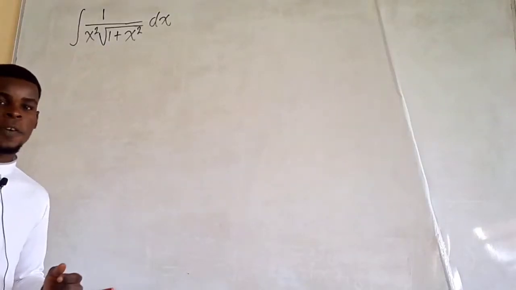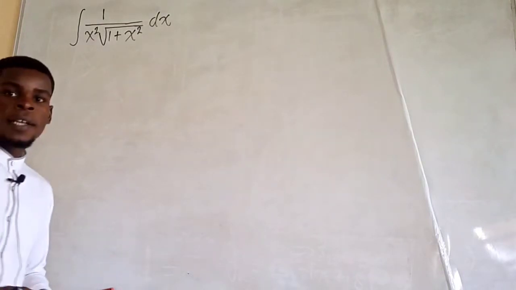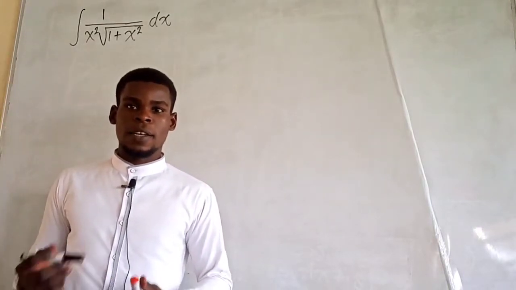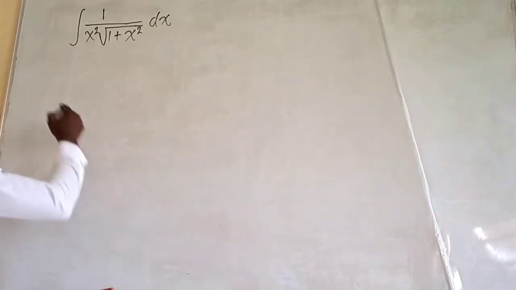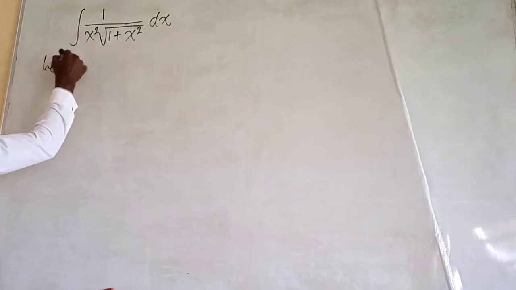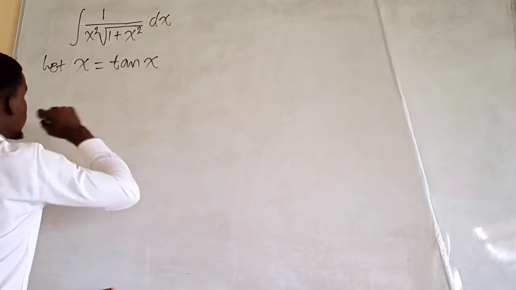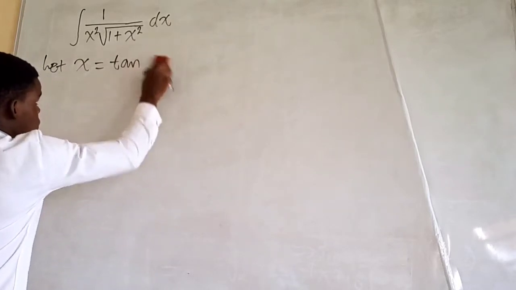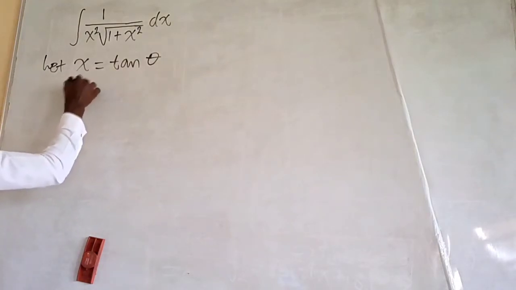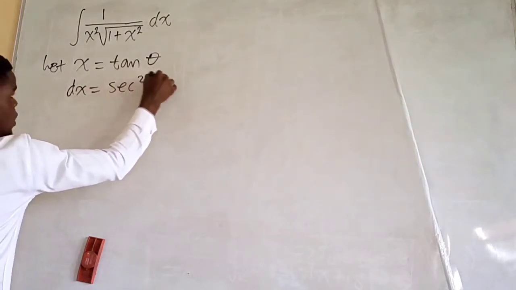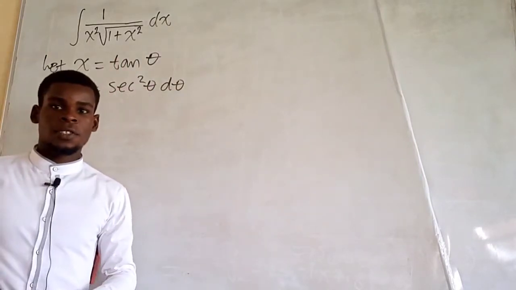Now here we want to integrate 1 over x squared times the square root of 1 plus x squared. The idea here is to make a trigonometric substitution, and I'm going to go ahead and substitute that. I will start by saying let x be equal to tangent of theta. By making x tangent theta, dx is going to give us secant squared theta d theta. So this is the substitution by making a tangent trig sub.